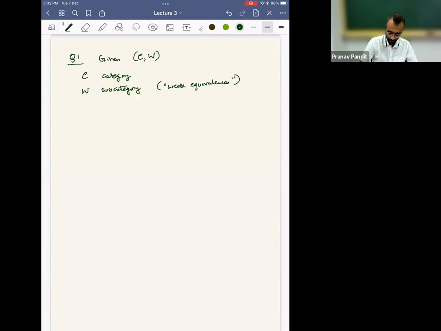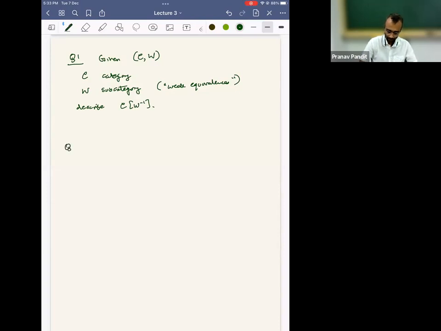So what I want to talk about, in the previous lecture, we had these two questions. Question one was, given a pair (C, W), where C is some category and W is some subcategory of weak equivalences, we wanted to describe the category you get by inverting the elements of W. And the motivation came from looking at weak homotopy equivalences of topological spaces.